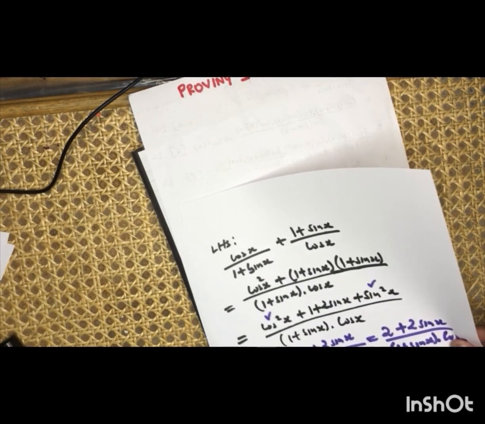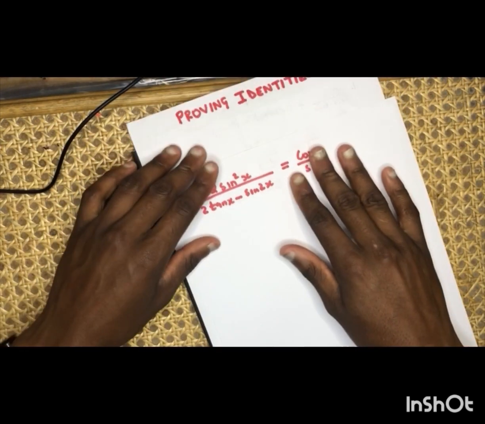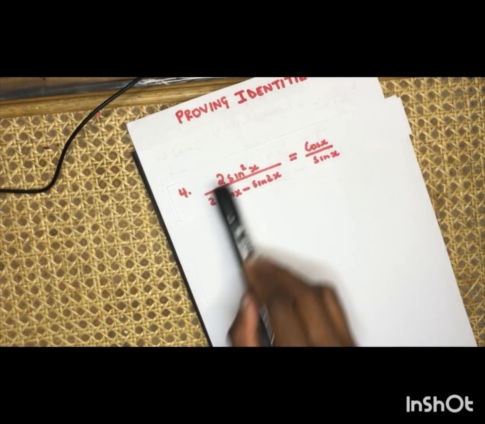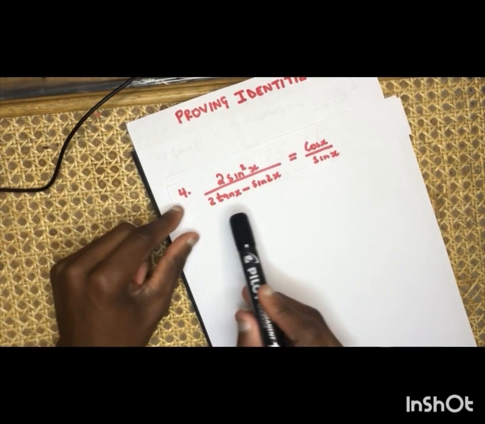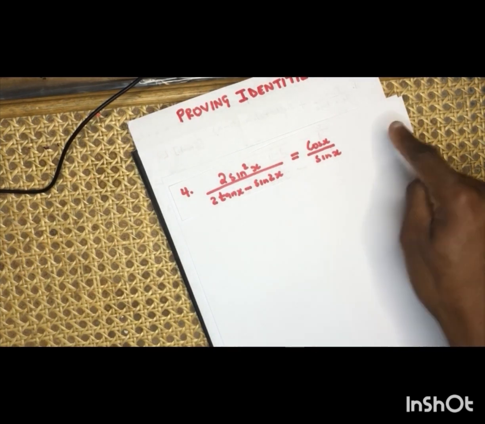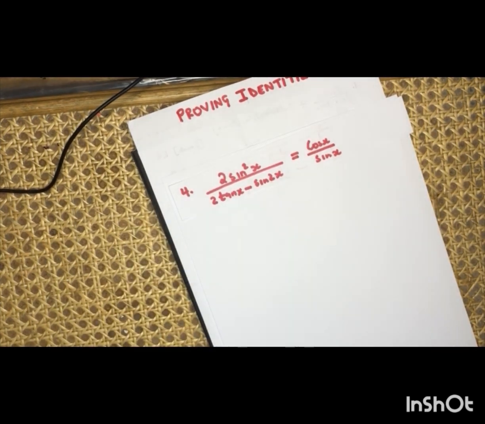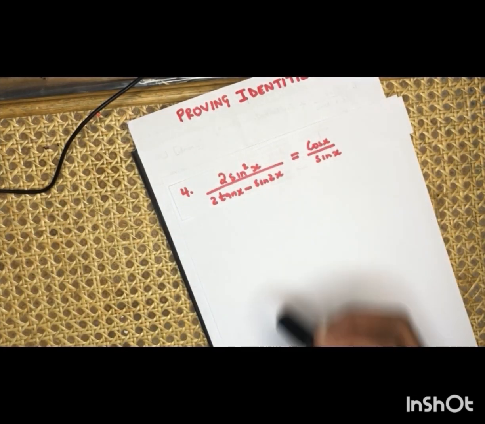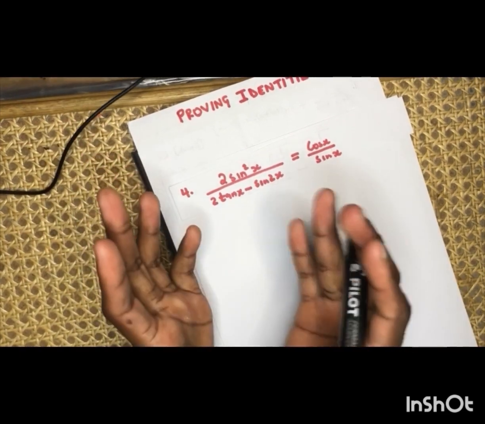If we skip number 3 and do number 4, we are given 2 sin squared over 2 tan x minus sin 2x equals cos over sin x. Bear in mind, guys, this is grade 12 work now, because this identity involves the double angle, which is sin 2x.